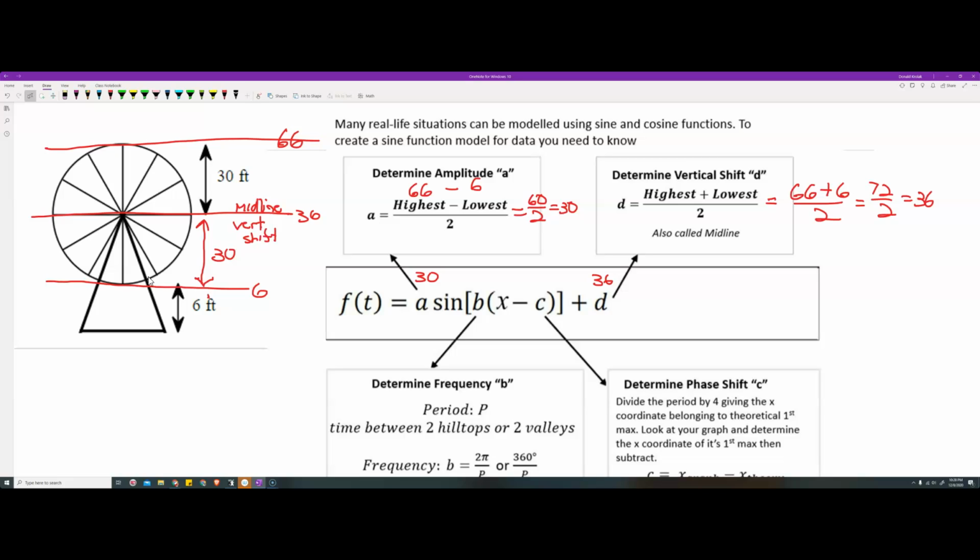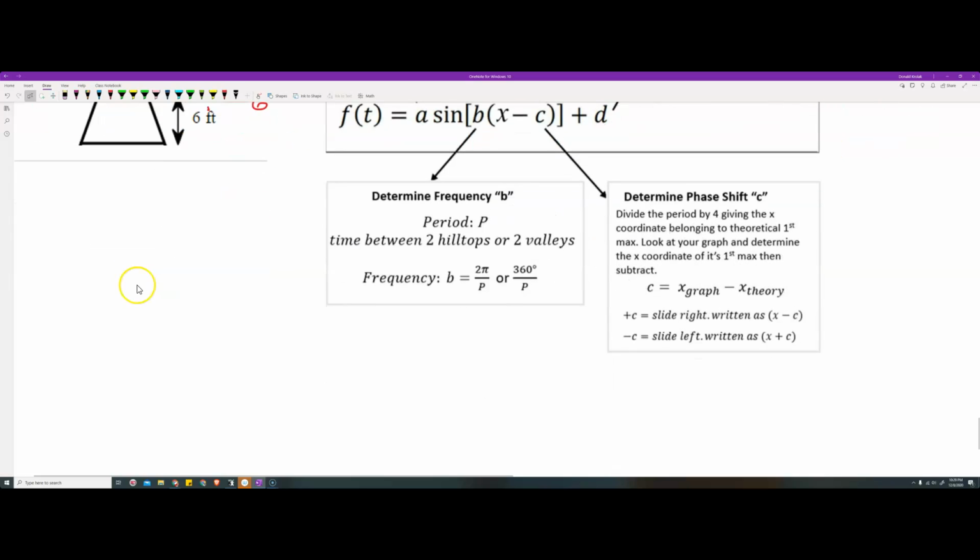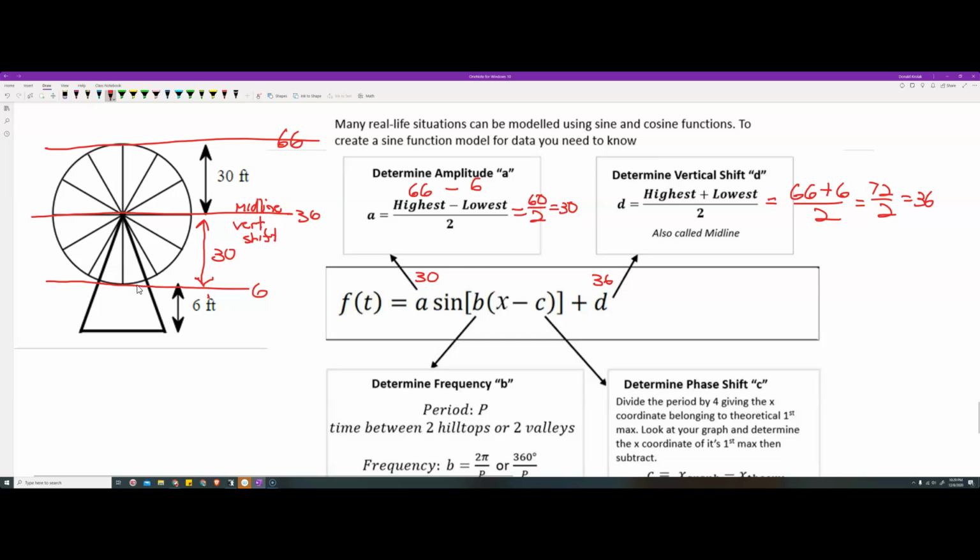All right, now we've got to get the frequency. So for the frequency, we're going to take our period, which is 50 seconds, and to get the frequency, we're going to do 2 pi divided by 50. So those reduce to pi over 25. So that's going to be our B value.